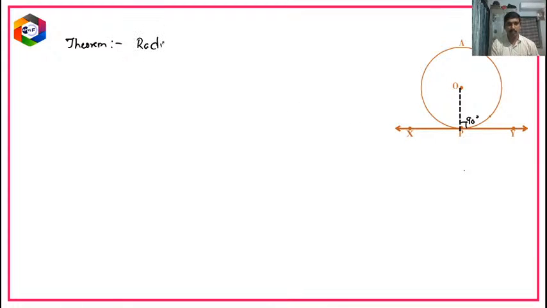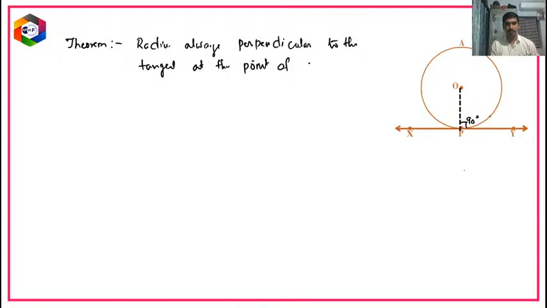Radius is always perpendicular to the tangent at the point of contact. At the point of contact. So radius is always perpendicular to the tangent at the point of contact.